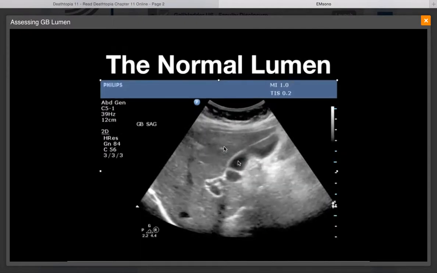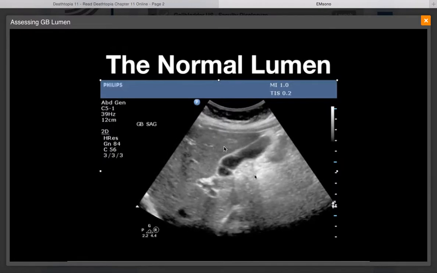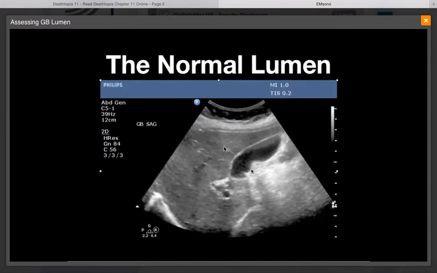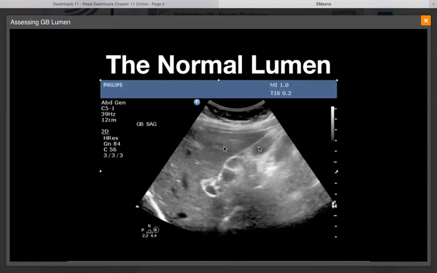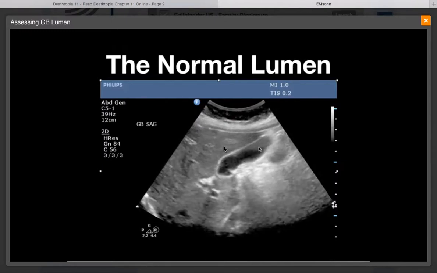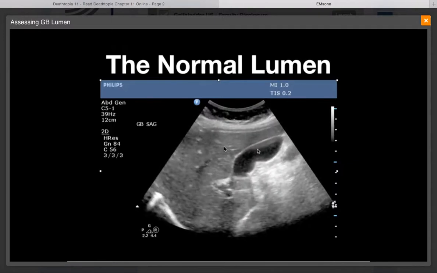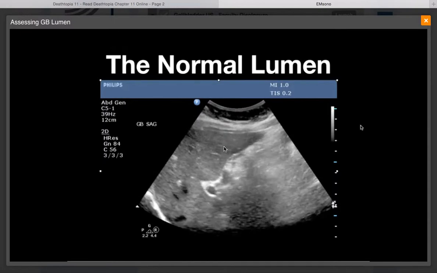Now here's a normal gallbladder. The gain, however, is set too high, so there are some artifactual echoes noted within the lumen, but these also should not be confused with pathology. Reverberations are also again seen in the near field here, and like I said, these are common artifacts, particularly in thin patients with relatively superficial gallbladders, but you do not want to confuse this with pathology.